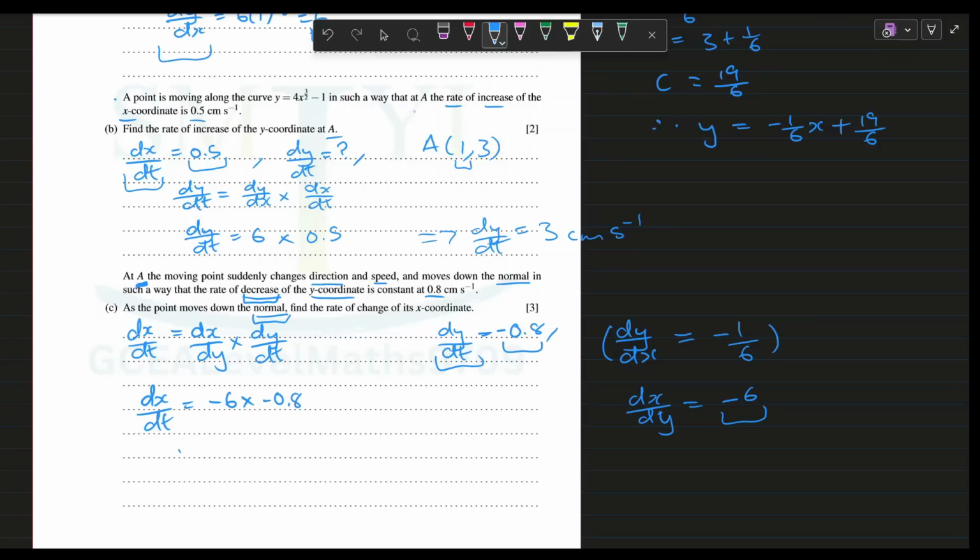So you get that dx/dt is therefore equal to, let's punch this into the calculator, negative 6 times negative 0.8, that gives us positive 24 over 5, and that is our final answer.